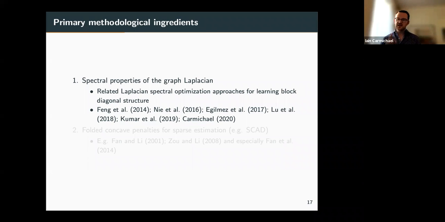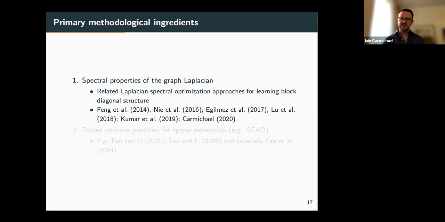And so our method is going to take two ingredients. First is some spectral properties of the graph Laplacian, which probably a lot of people are familiar with, and I'll review a little bit later. Using some of these spectral properties of the graph Laplacian, there's a number of existing approaches that incorporate the spectrum of the Laplacian to learn block diagonal structure. And our method is going to be related to those, but it's not the same thing.